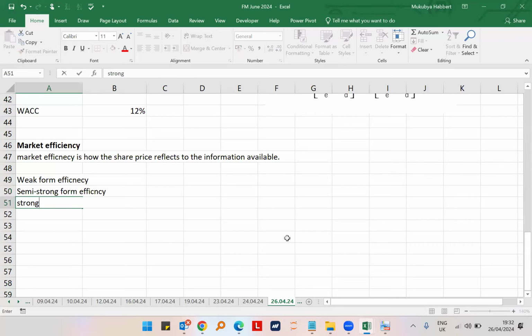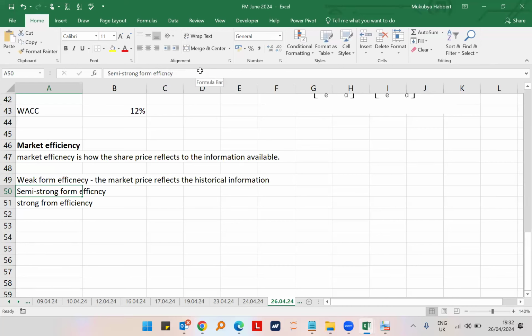Then you have the strong form. So now, when it comes to the weak form efficiency, the price reflects the historical information. So if you go to the market and find out how much a share is, the only information that is incorporated into that price will be historical information, which is the financials and the past performance of the company. So that is weak form. So it means that it's not going to be easy for you to predict the future because you're only looking at the past.